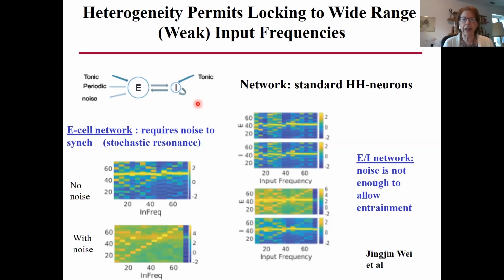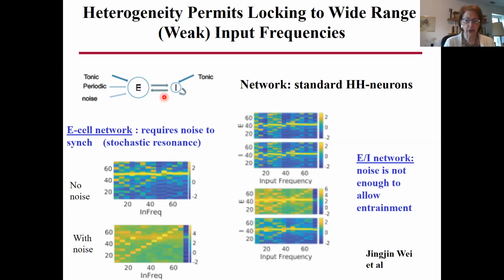And what we found was that heterogeneity, which some people might think might get in the way of phase locking, actually can help a network to phase lock very strongly. We're using extremely weak inputs here. Most of them are subthreshold. They could be a little above subthreshold.